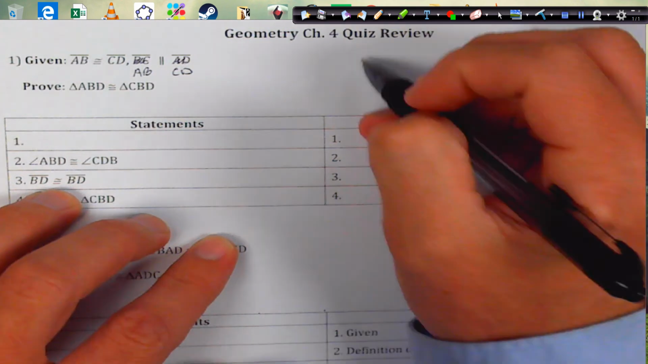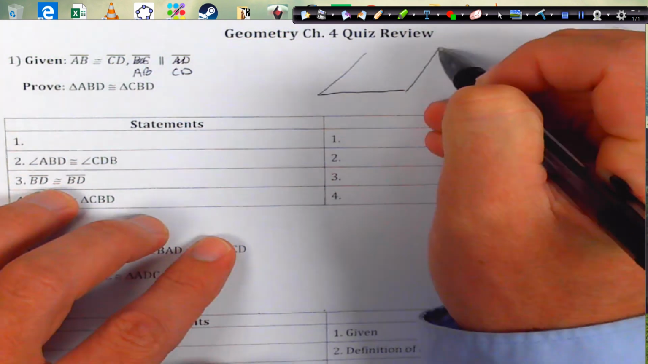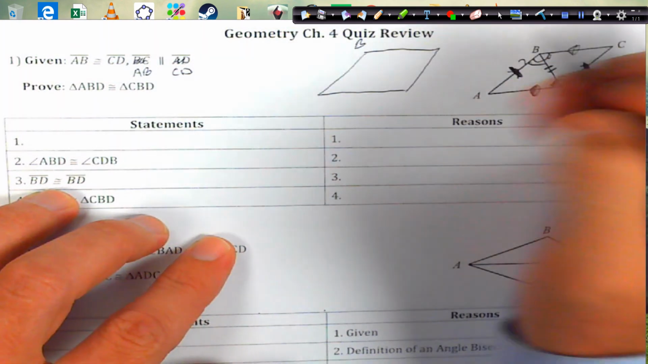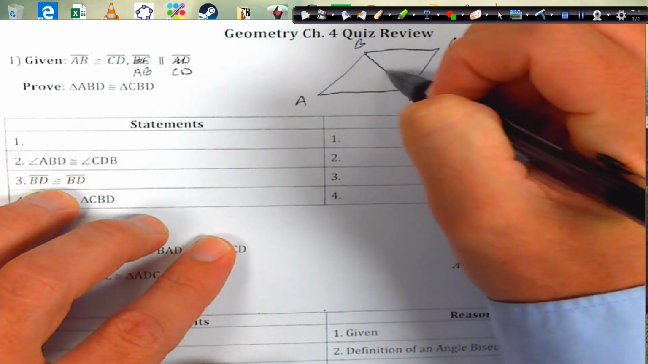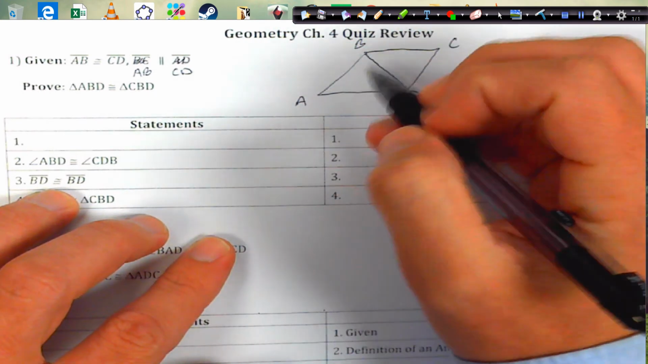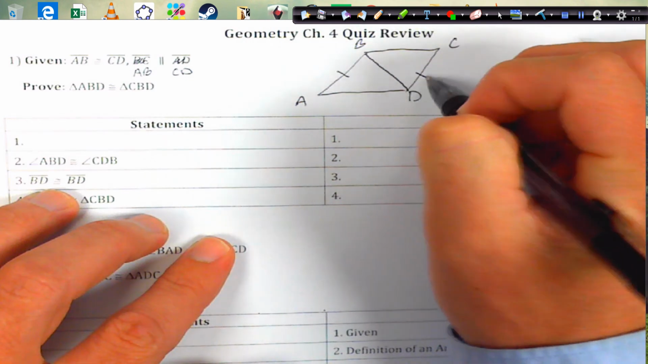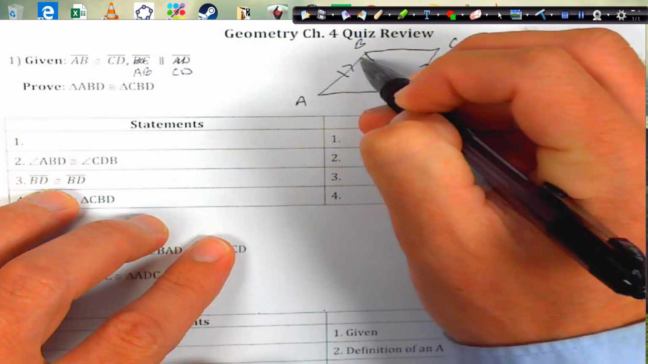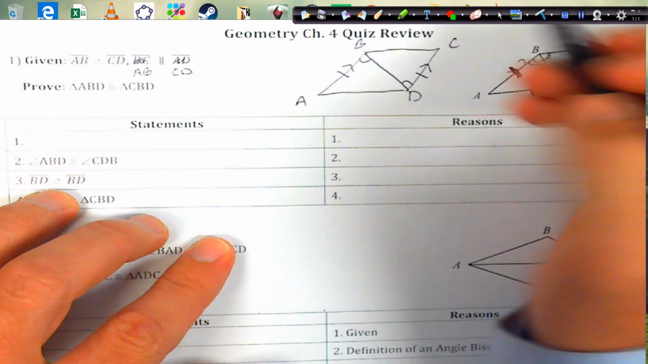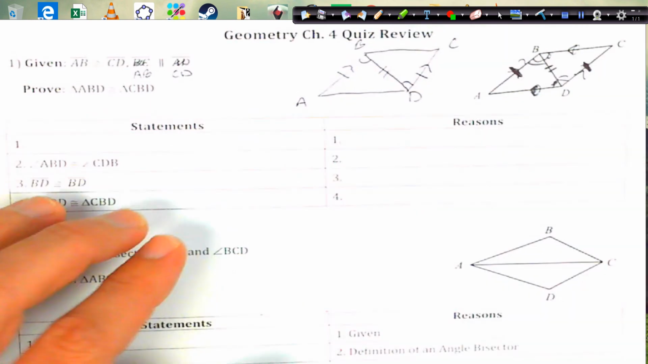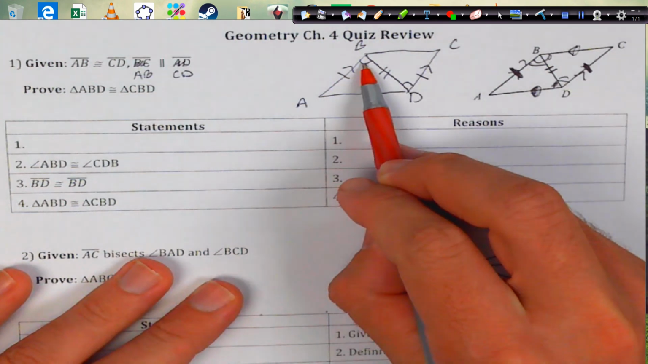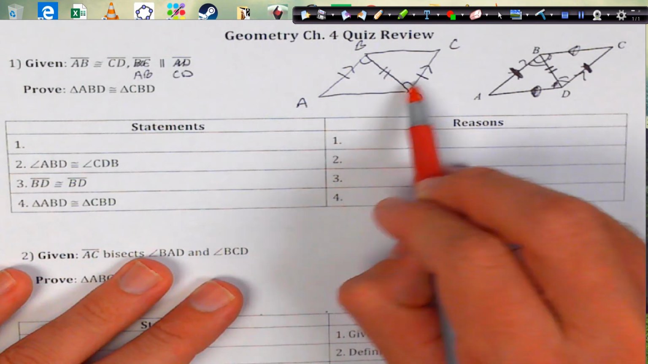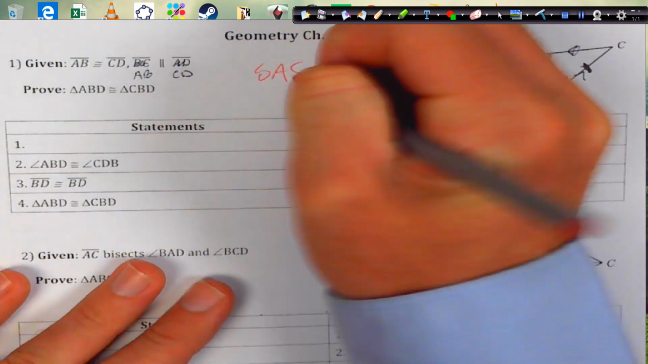So I'm going to redraw that picture for you, what it should look like, because it got all messed up with that one little piece. So first of all, it says AB is congruent to CD, but then they're also parallel, so that makes these the alternate interior angles, and then this one right here. So we have right here you can see side angle side congruency and side angle side congruency. So we're going to do SAS for this.